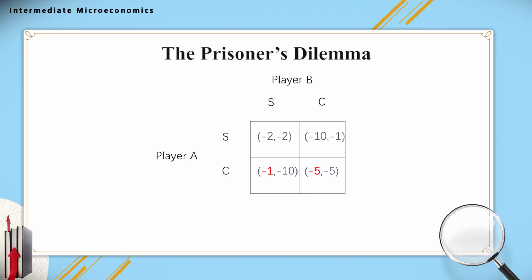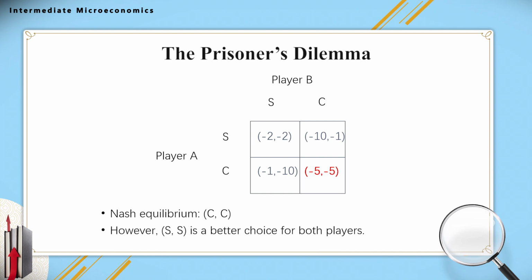Using the same reasoning as before, we can find that in the game of Prisoner's Dilemma, the only Nash equilibrium is confess. However, if we look at the payoff matrix in more detail, we will find that confess is not the best result for the two suspects. In the Nash equilibrium confess, both players face a 5-year sentence. If both players keep silence, they would only serve a 2-year sentence. Obviously, silence is a better choice.